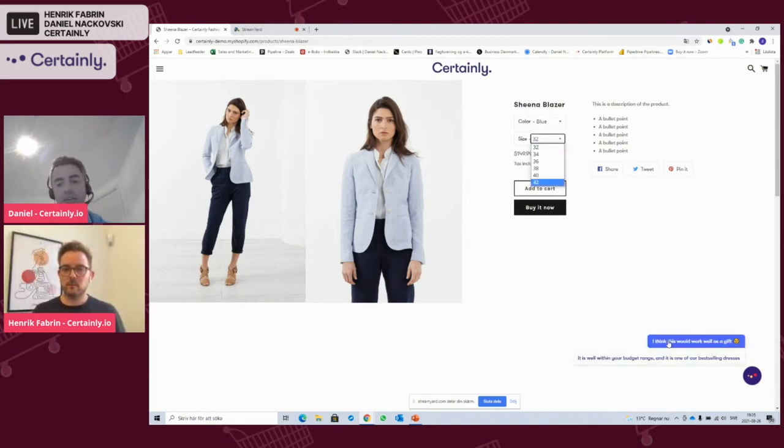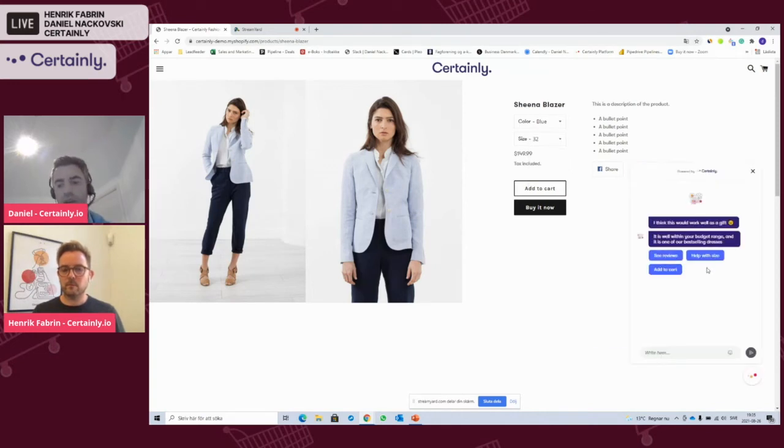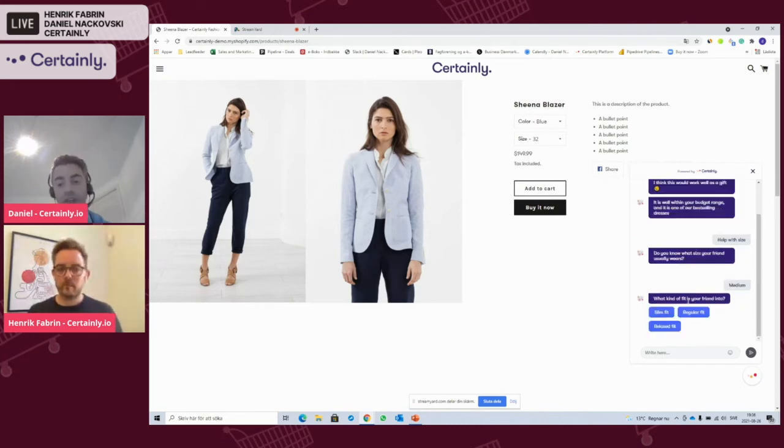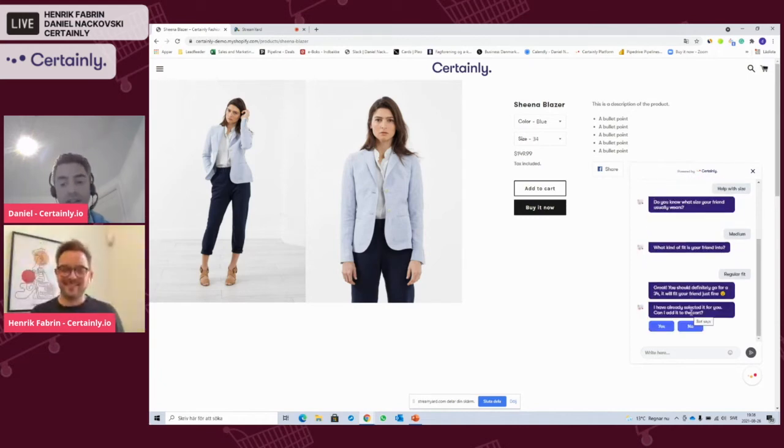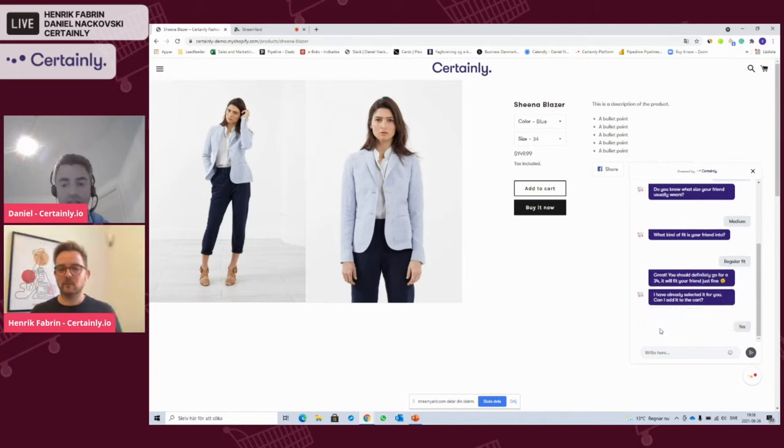And again, here's another way where we can support in the product evaluation. So maybe I say, you know what, I need some help with sizing here. So again, the bot will guide me through in a conversational way to identify what's right. So I will say, I think she's medium, she likes regular fits. And then in this case, based on some underlying logic, it will tell me she needs a size 34. Do you want me to add it to the cart? And let's imagine I say yes here.